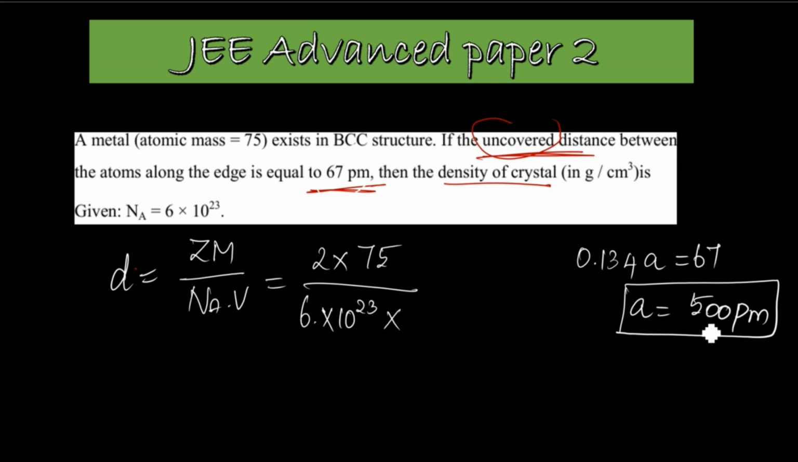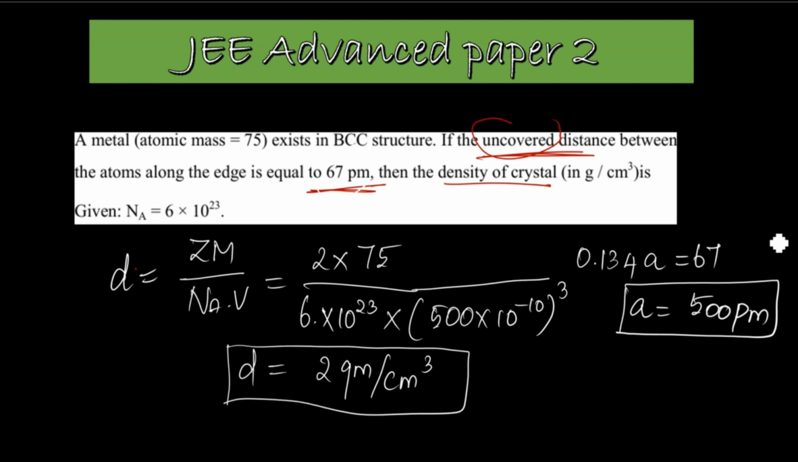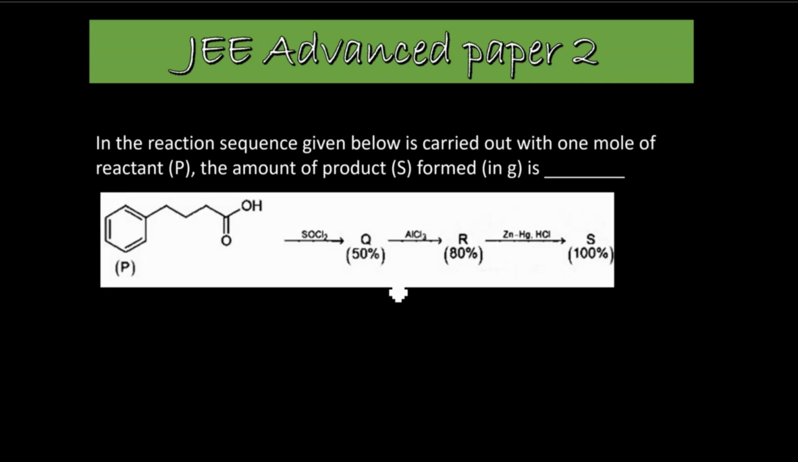Volume: we found A is 500 picometer. So A cubed becomes 500 into 10 to the power minus 10, I'm just converting it to meters. So the answer comes out to be 2 gram per centimeter cube. Okay, so that is our density value. Clear? Moving on to the next question.